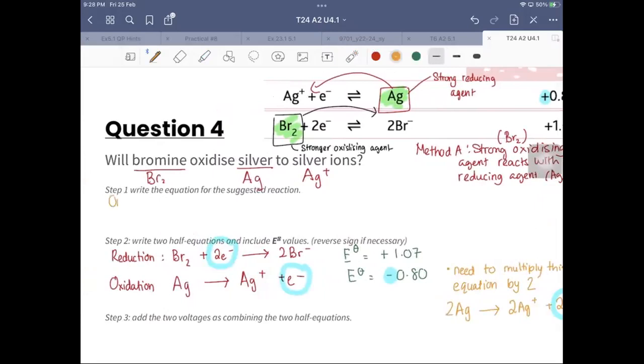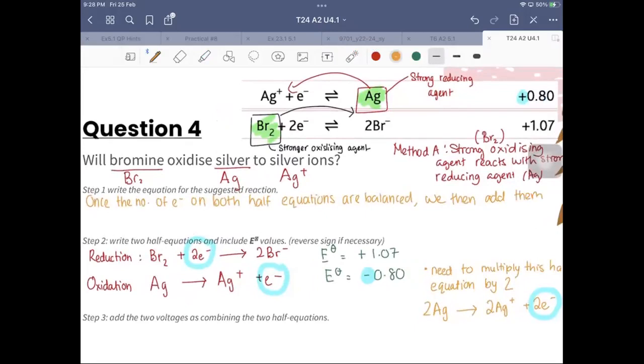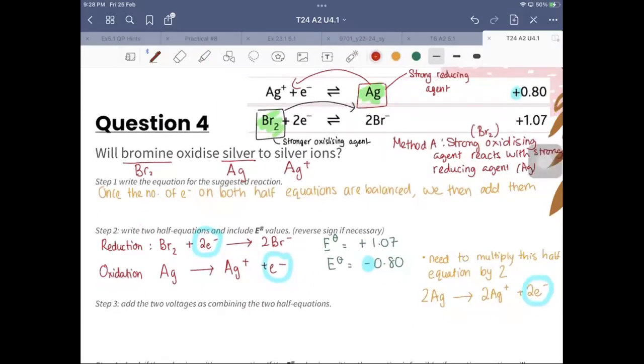Okay, so once the number of electrons on both half equations are balanced, we then add them. So how do we add equations? Same thing. Br2 is my reactant plus 2 electrons plus silver to form my products. I should use the 2 silver, yeah, to form 2 Br minus plus 2 Ag+ plus 2 electrons.